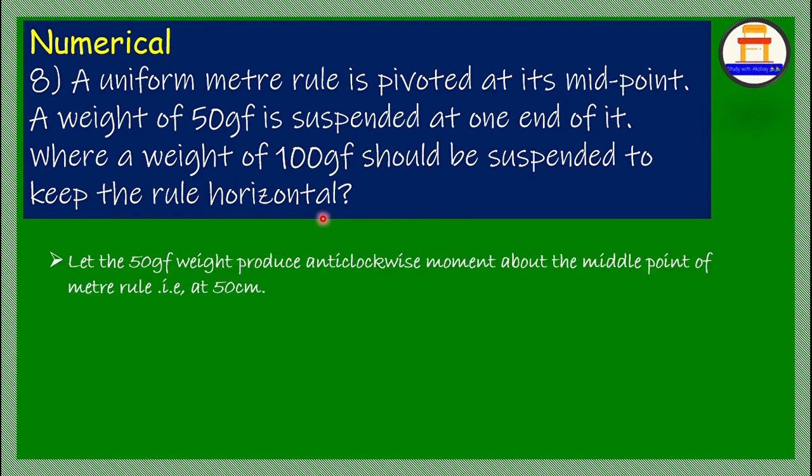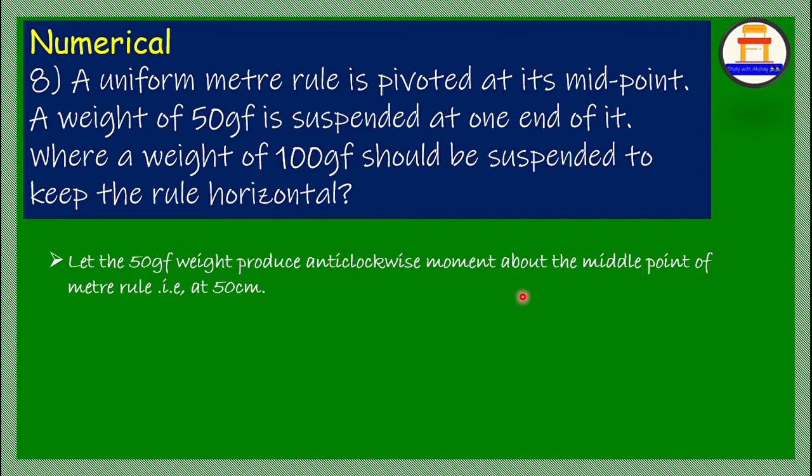So let's get started. Let the 50 gf weight produce an anti-clockwise moment about the middle point of the ruler, that is at 50 centimeter. A uniform meter rule means a 100 centimeter rule, and 100 centimeter makes 1 meter. So a uniform meter rule means one complete meter rule, pivoted at the middle point, 50 centimeter. So the 50 gf weight produces an anti-clockwise moment.